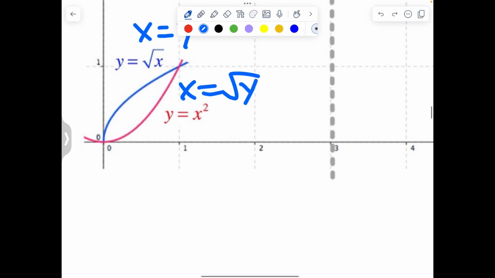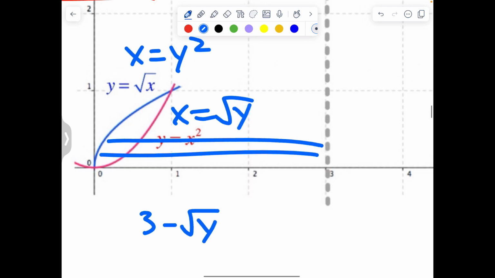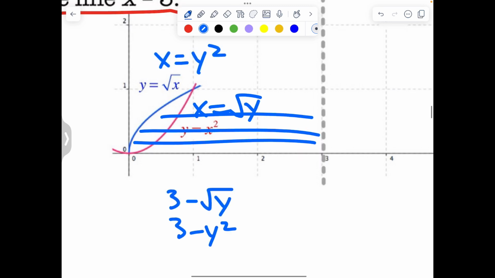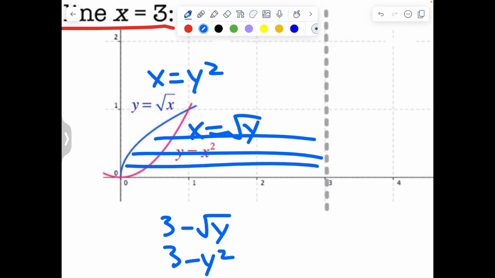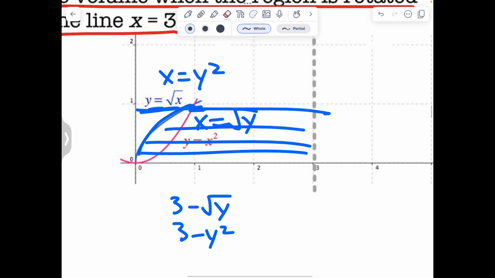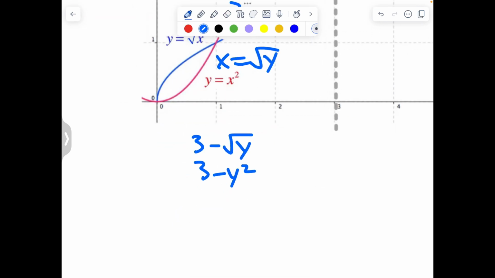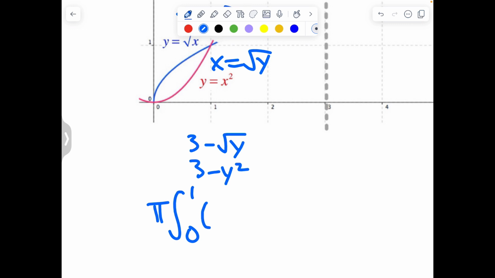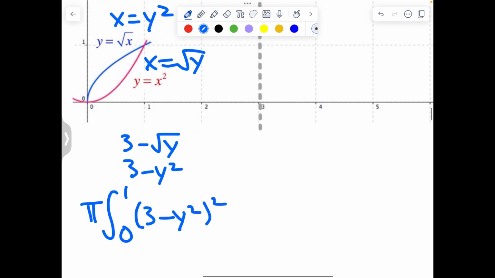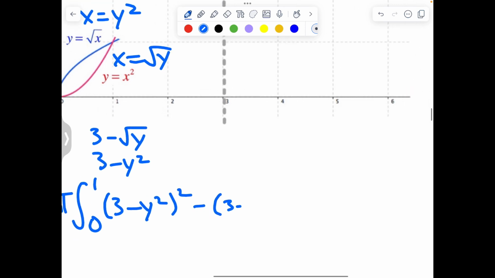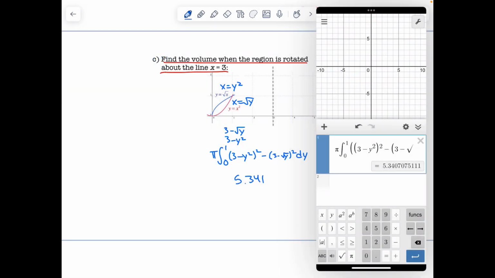So how do we do that? It's pretty simple. We just do 3 minus y. Very simple. And for this one, it's the same thing, but it's 3 minus y squared. Basically, you are taking this value and subtracting this amount from 3, and you get this. Pretty simple. So if we build our skeleton, it's going to be from 0 to 1, pi times the integral of 3 minus y squared, minus 3 minus y squared, dy. Once we solve it, we get an answer of 5.341. So that is the volume when the region is rotated about the line x equals 3.